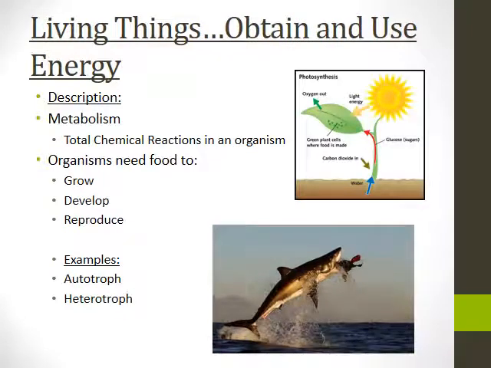All living things obtain and use energy. So a metabolism, if something is alive, it normally has a metabolism, which can be summarized as the total chemical reactions inside of an organism. Now, organisms need food to go ahead and grow, develop, and reproduce. And the way they do this, there are two primarily different examples. We have autotrophs, which can create their own food, for example, plants. And we have heterotrophs, organisms that must get their energy by consuming others. So simply put, think of animals.